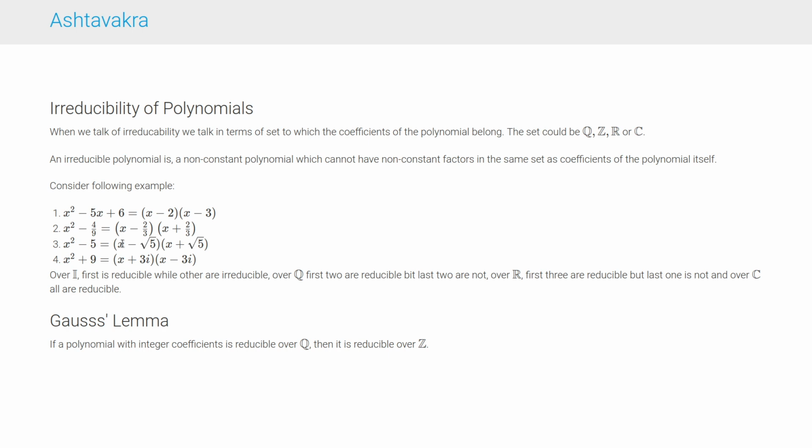X square minus 5 is (x minus square root of 5) into (x plus root 5). This is reducible in R and C, but not in Q and Z. X square plus 9 is (x plus 3i) into (x minus 3i). This is reducible in the complex number set, but not in Q, Z and R. So this is how we define the irreducibility of a polynomial. Gauss's lemma says that if a polynomial with integer coefficients is reducible over Q, then it is reducible over Z.